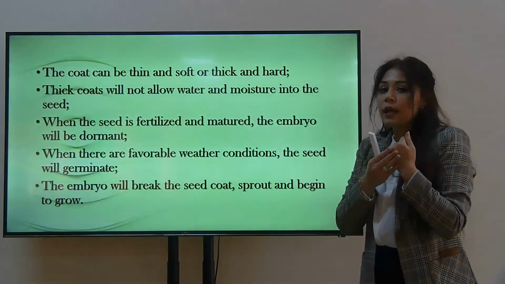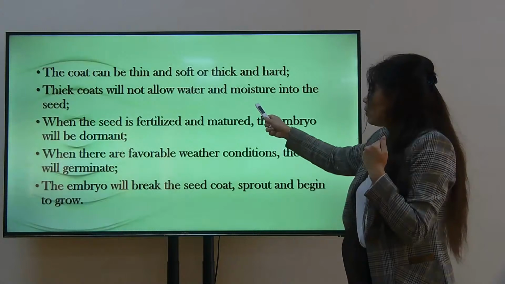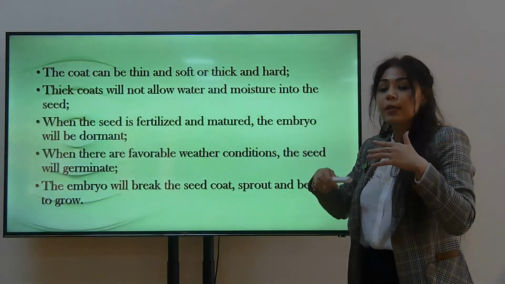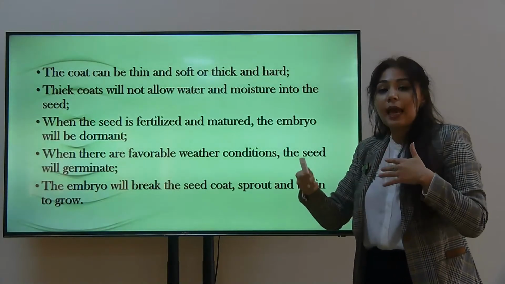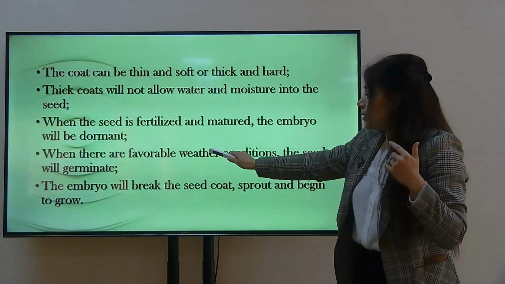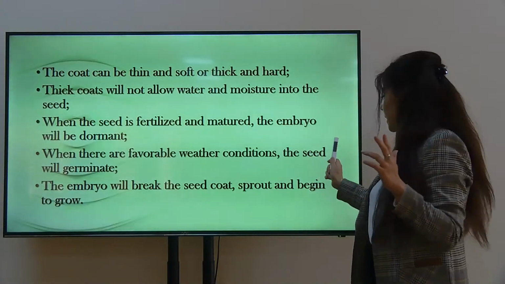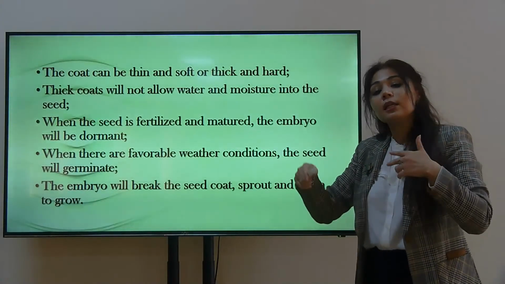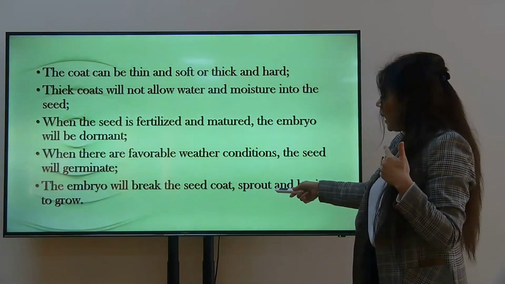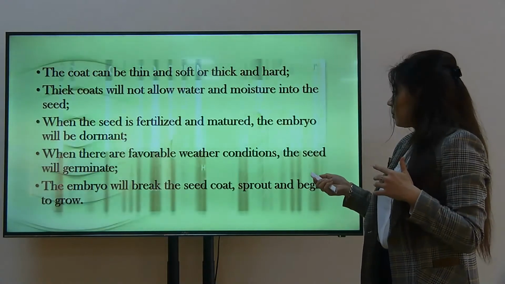Seed coats will not allow water and moisture into the seed. Moisture means wet. And in this state we may say the embryo is in an inactive or passive state. And when there are favorable weather conditions, the seed will germinate. Germinate means the seed will start to grow. And the embryo will break the seed coat, sprout, and begin to grow.